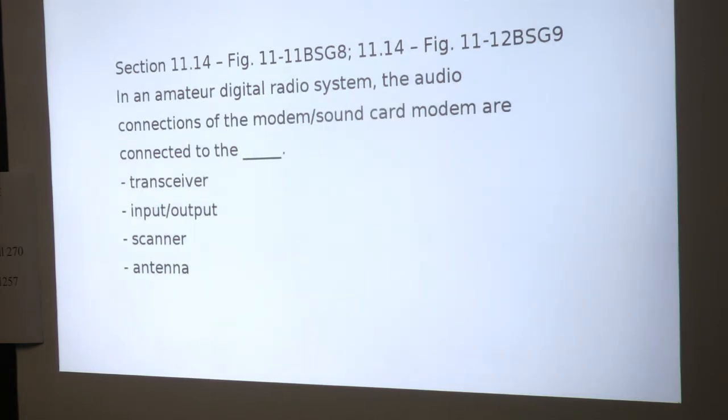In an amateur digital radio system, the audio connections of the modem or sound card modem are connected to the transceiver. Is that one of those input-output trick questions? They bring up the input-output once and then never refer to it again. You could go input output there too. Technically the input-output is part of the computer, so the computer connects to the input-output, which connects to the modem, which connects to the transceiver. But the question is very vague. Again, I want to slap somebody for all the digital questions.